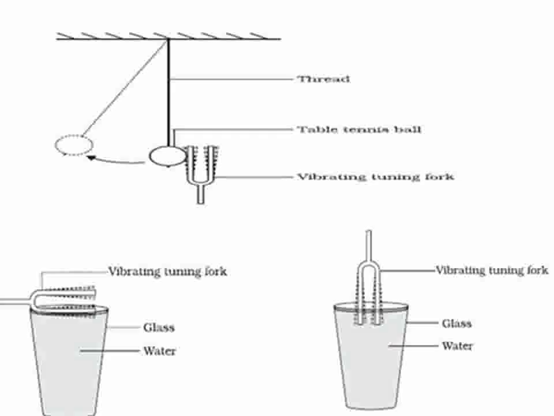Here, a pendulum is hanging in a mean position and a vibrating tuning fork touches it. When the arms or the prongs of the tuning fork touch it, it goes in one direction, showing that there is vibration in the tuning fork.